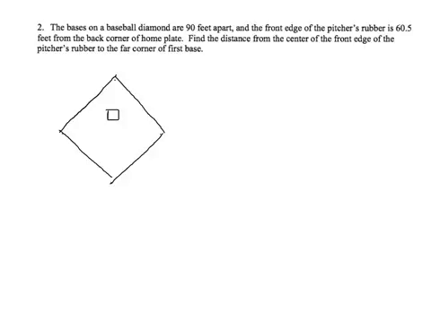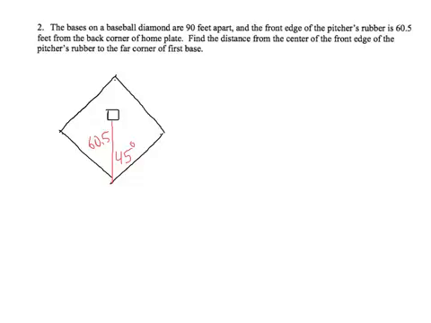But here's what we know so far. We know that the distance from the front center to the back of home plate is 60.5, because this red line here is splitting the baseball diamond in half. I also know that the angle right here is 45 degrees. I know that all the base paths are 90 feet.